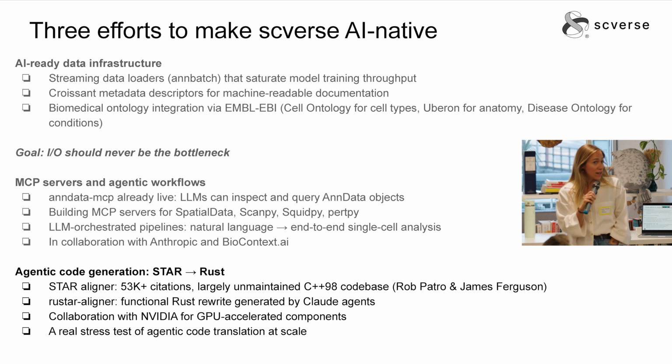Finally, another very, very exciting thing for the single-cell community that we've been doing is that we are rewriting, led by Rob Patro and James Ferguson, the STAR aligner, which is, I don't know how many years. I don't remember. It was written in C++98, the code base, and it has more than 50K citations. It's the main tool for aligning a single-cell dataset, and it's purely unmaintained at the moment.